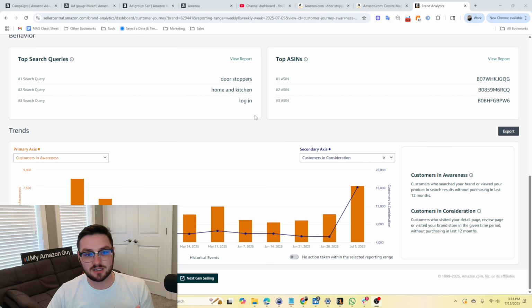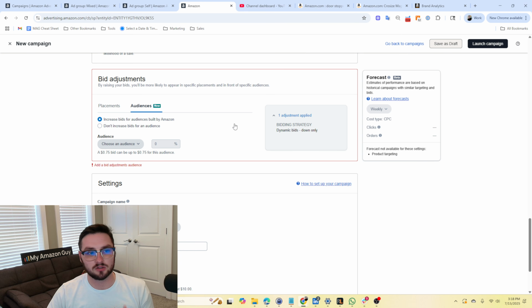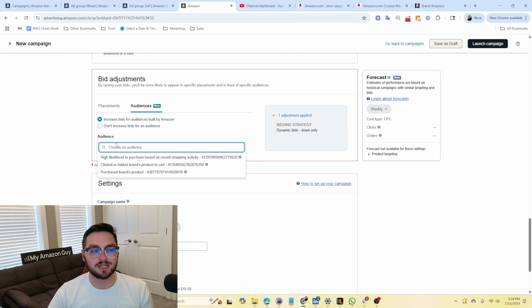And now Amazon has essentially taken all of these different audiences and all of these different customers within it. So you can see the customers in awareness, customers in consideration for specific date ranges. So these type of considerations then come into play when we are looking at this bid adjustment audience. And specifically, you're normally going to have about 3 different audience types. So the first one being high likelihood to purchase based on recent shopping activity.